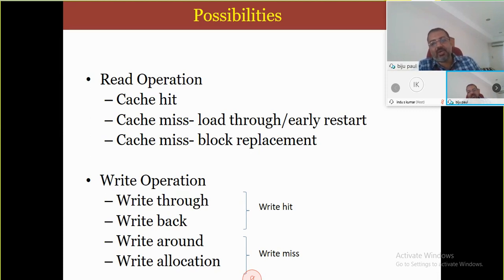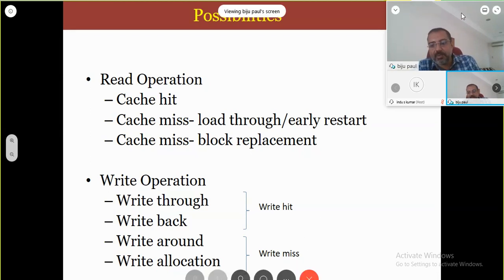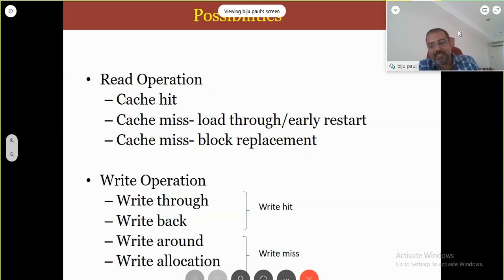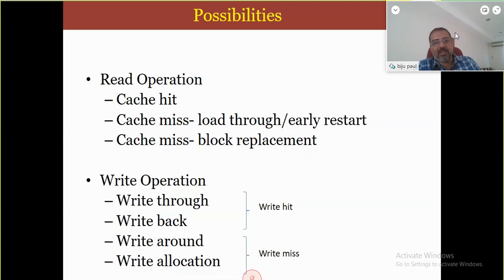If the processor is executing a read operation, and if the content is there in the cache memory, that is called a cache hit, and that can be read by the processor. Now, if it is not there, that is called a cache miss. If it is a cache miss, the content required by the processor will be loaded from the primary memory, main memory, to the cache memory, and the processor accesses that from the cache memory.